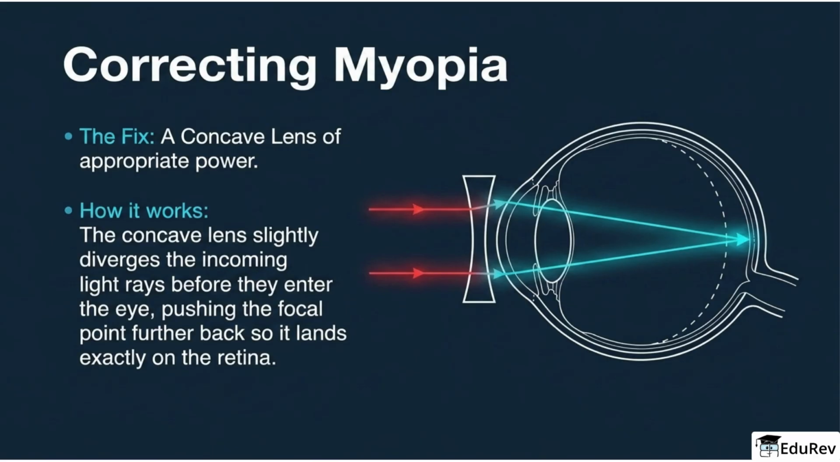To correct myopia, the fix is to use a concave lens of the appropriate power. Here is how it works. The concave lens slightly diverges the incoming light rays before they even enter the eye. This divergence pushes the focal point further back so that it lands exactly on the retina, clearing up the image. Now, let's look at the exact opposite condition.